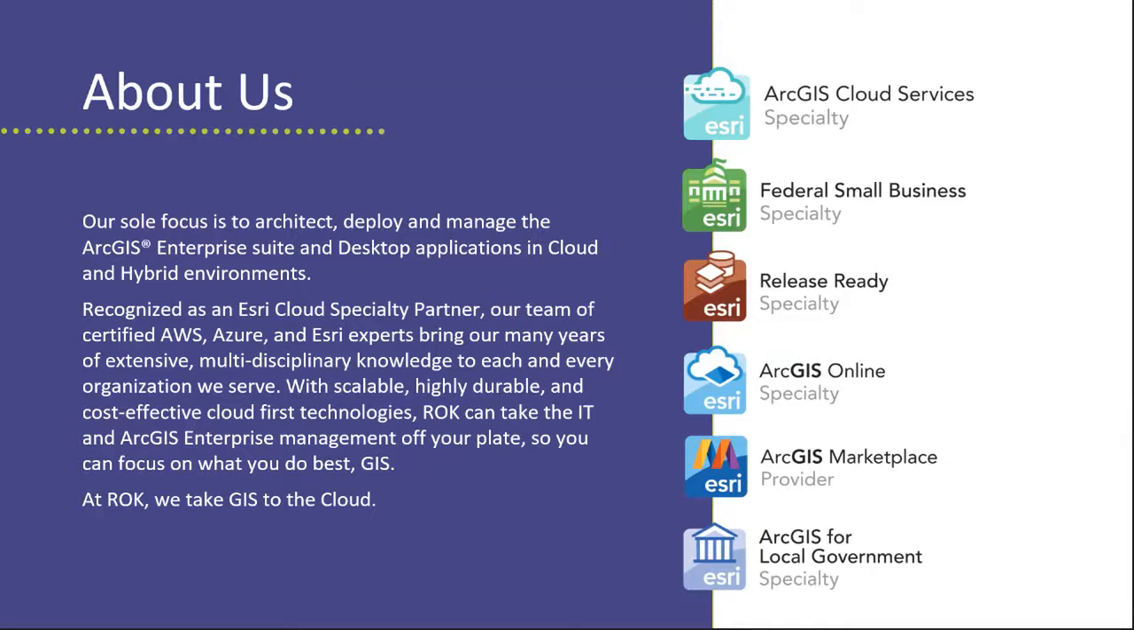So a little bit about us. Who and what is Rock? So at Rock, we take your GIS to the cloud. So we're a team of certified AWS, Azure, and Esri experts, also including being recognized as an Esri Cloud Specialty Partner. And our sole focus is to architect, deploy, and manage the ArcGIS Enterprise Suite and desktop applications in cloud and hybrid environments. And it all starts with understanding your organization's needs and your goals, because every organization's a little bit different. So we really try to focus and learn as much about you and your needs so we can architect and build out a proper environment to fit your needs specifically.